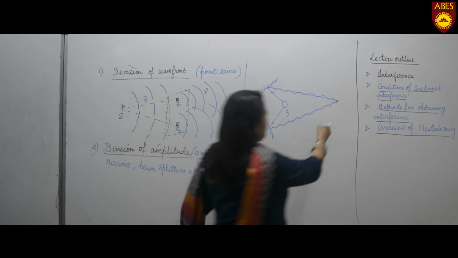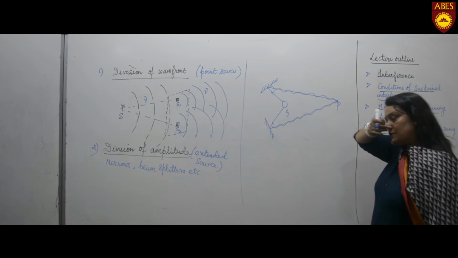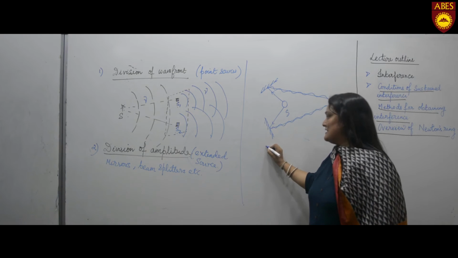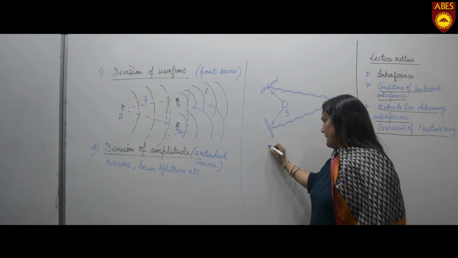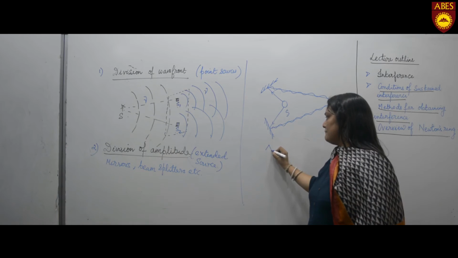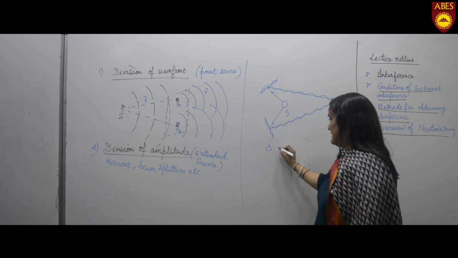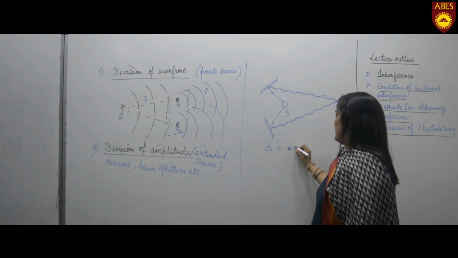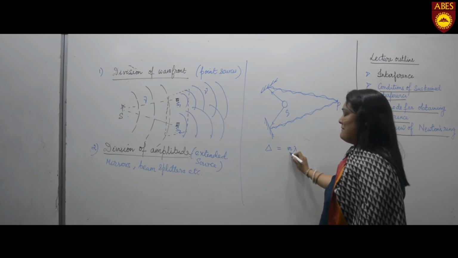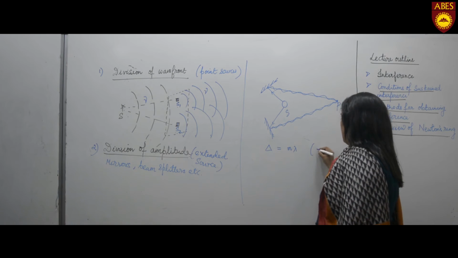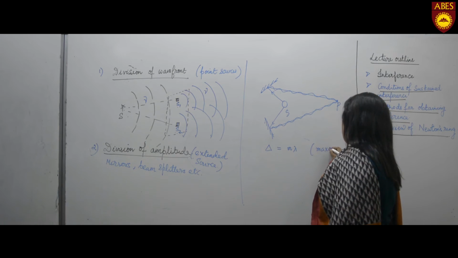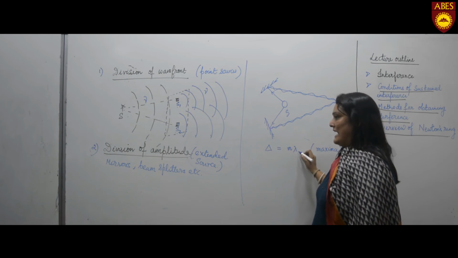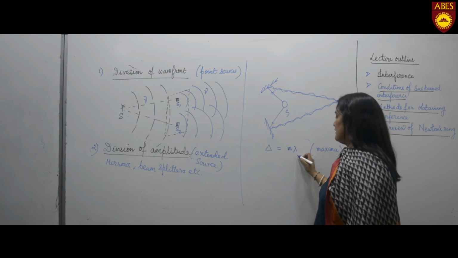Now the point P again can be chosen as either a maxima or a minima, looking at the generalized condition for interference pattern. For maxima, what do we have? If path difference is represented by delta, the path difference is equal to m lambda. What is m? It means for maxima, we have path difference should be an integral multiple of full wavelength.